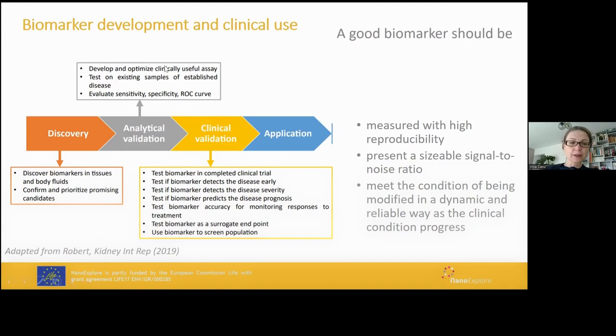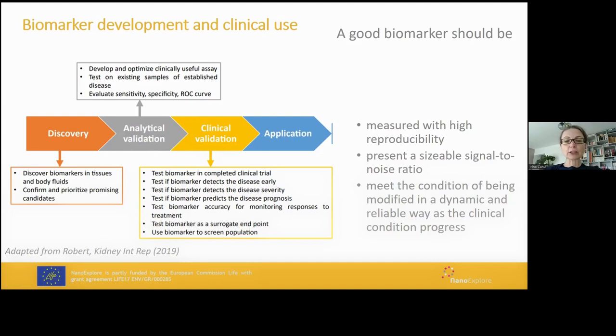Of course, for this, we should make a lot of analytical validation studies to identify the limit of detection and limit of quantification, to be sure of the reproducibility, sensitivity, and specificity of the results. And as I said, for many biomarkers, this step is not validated well enough to switch to clinical validation.